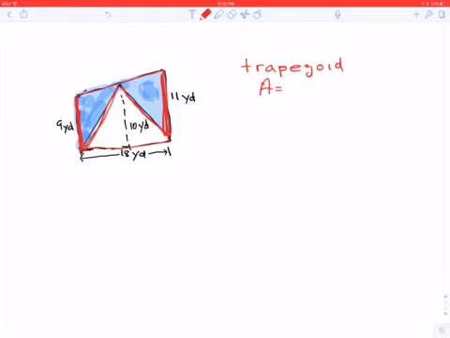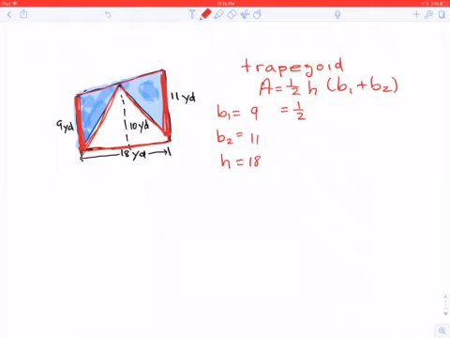The area of a trapezoid is 1/2 the height times the sum of the two bases. So the bases are the sides that are parallel. So that would be the 9 and the 11. The height is the distance between those parallel sides, so it would be 18. So to find the area of the trapezoid, it's 1/2 times 18 times the sum of the two bases, which is 180.